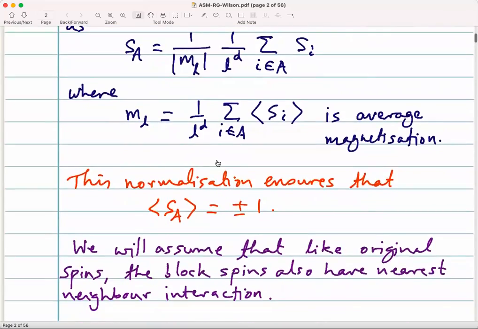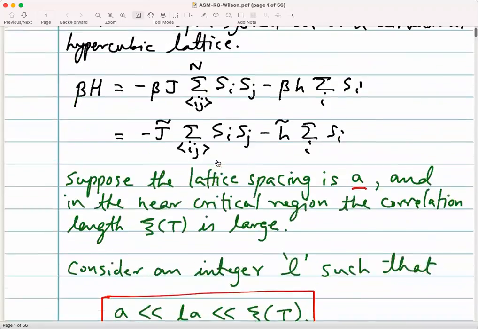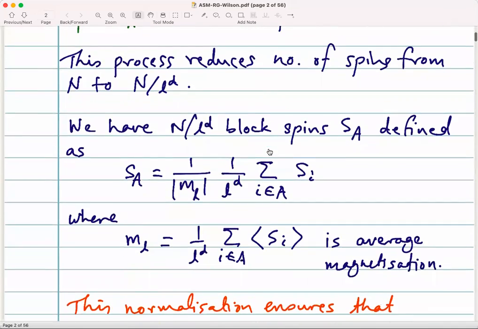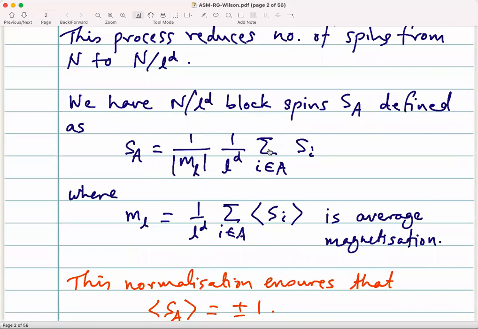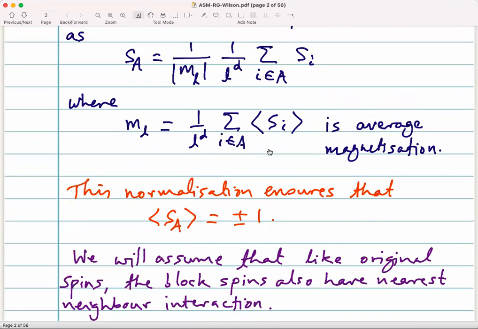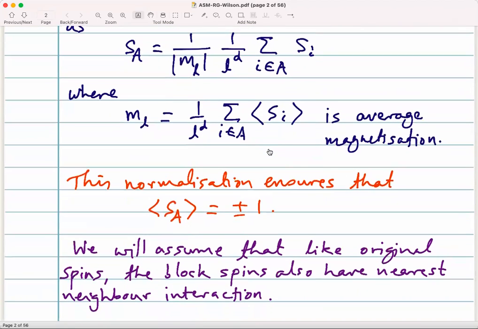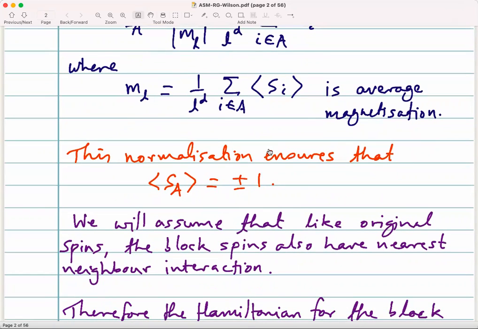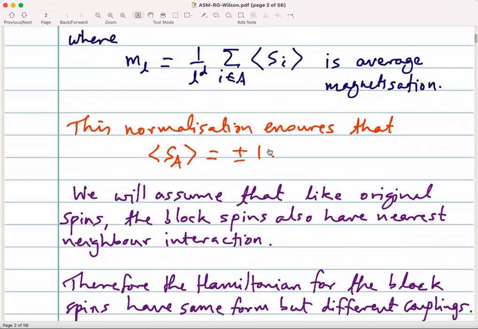Fine. Now, our initial problem that we started off with had nearest neighbor interaction. After doing the blocking, we have a lattice which is of much bigger size. The nearest neighbor locations are L times A distance away. And the next nearest neighbor is much further away because it is on the square lattice. It will be the first diagonal distance, which is square root 2 times L times A, and so on.